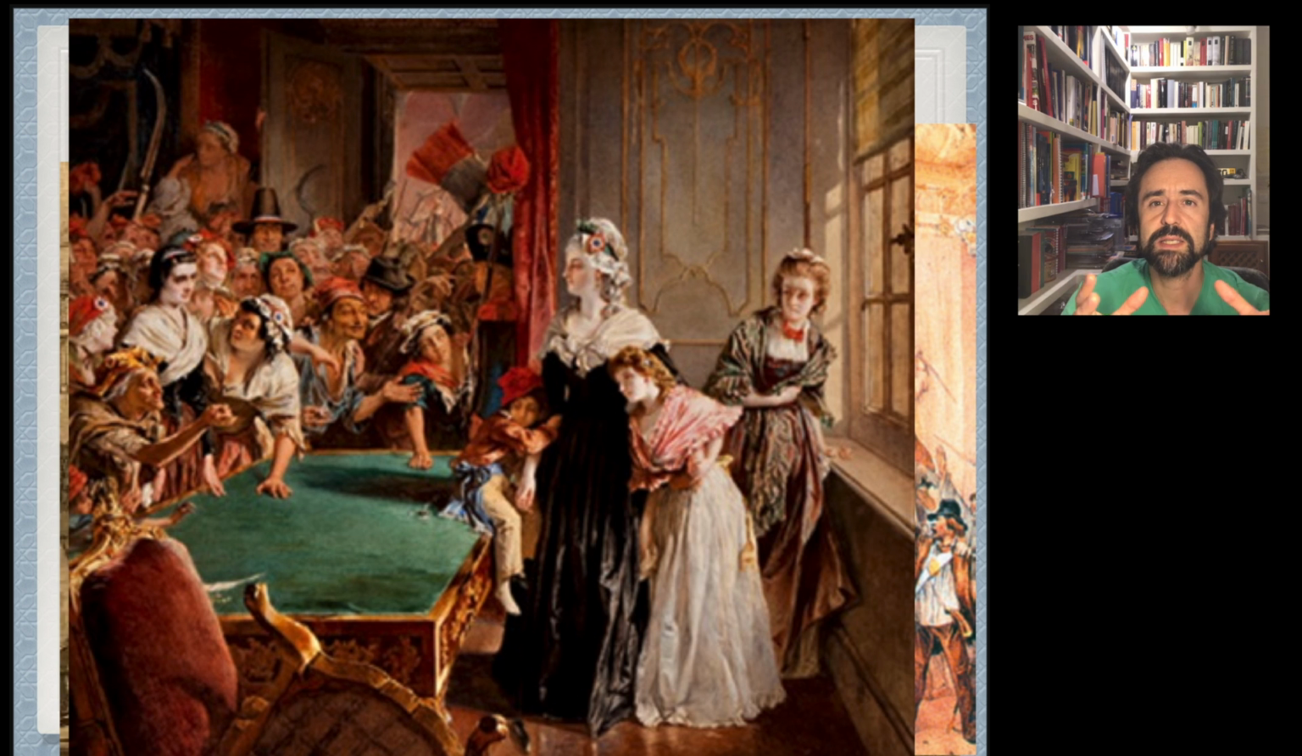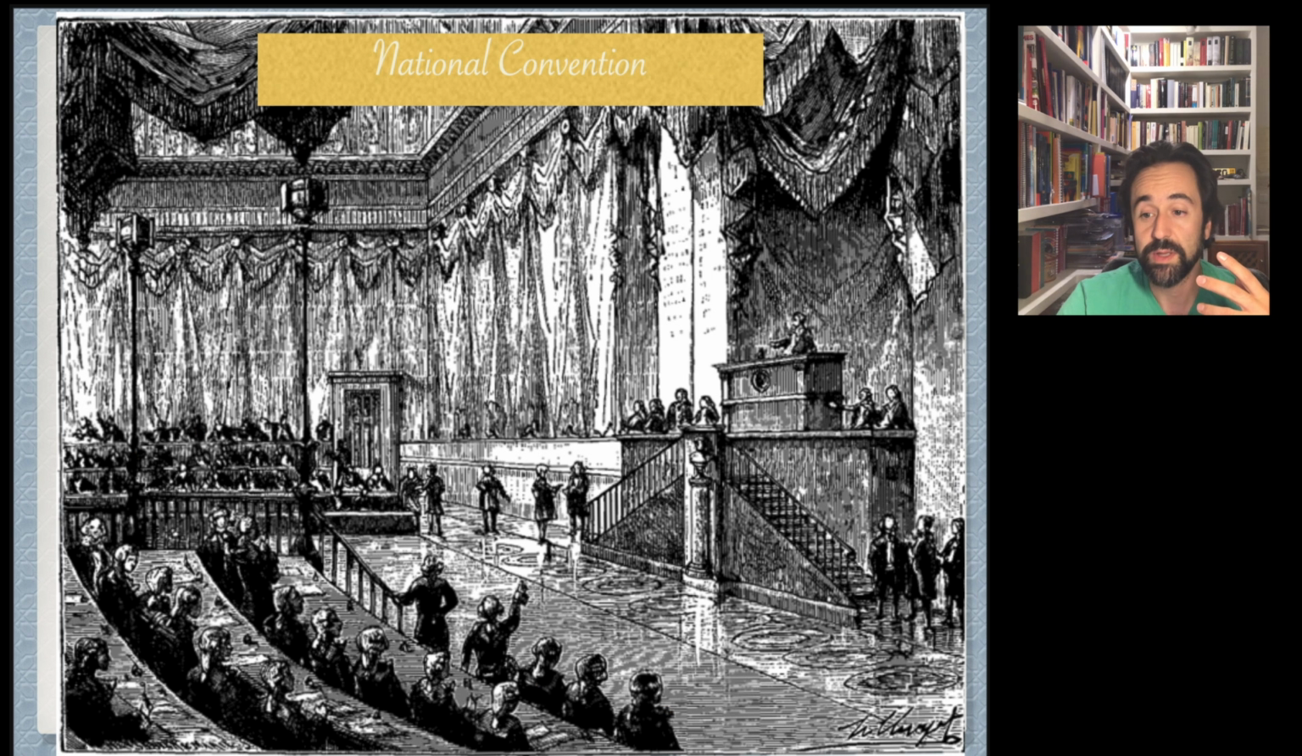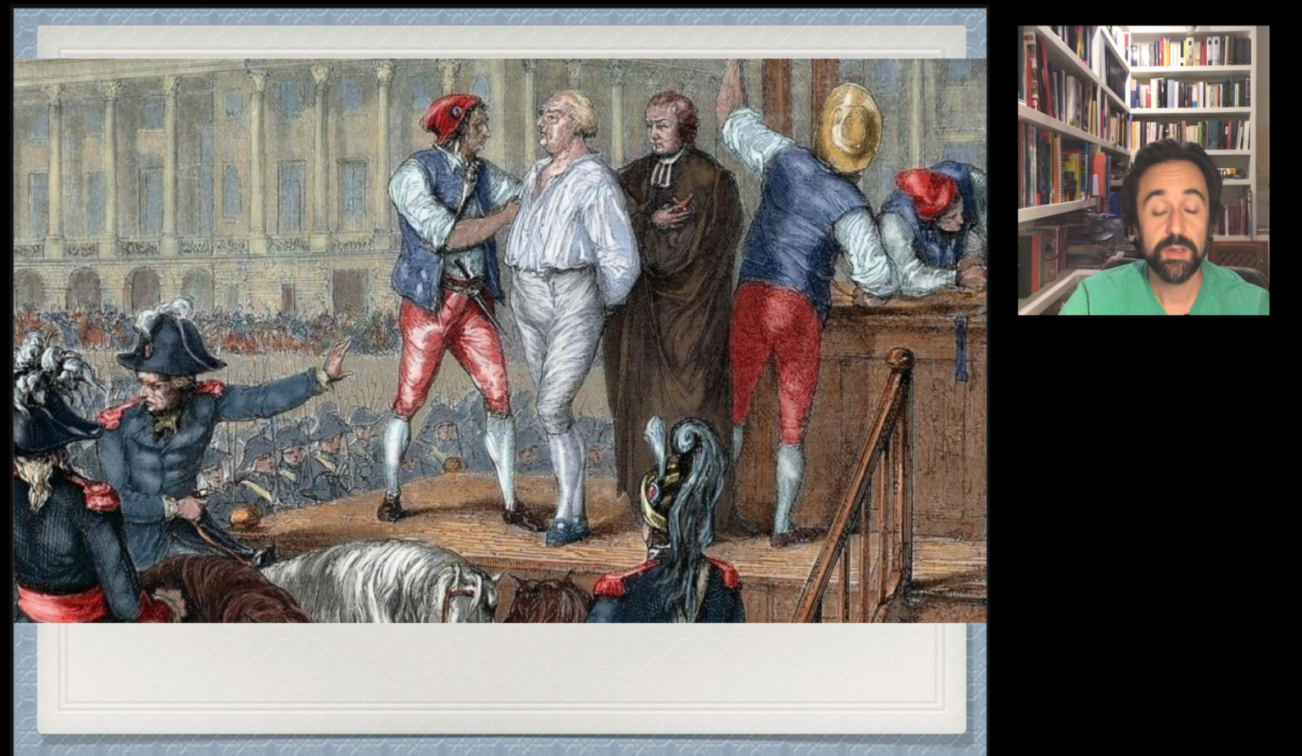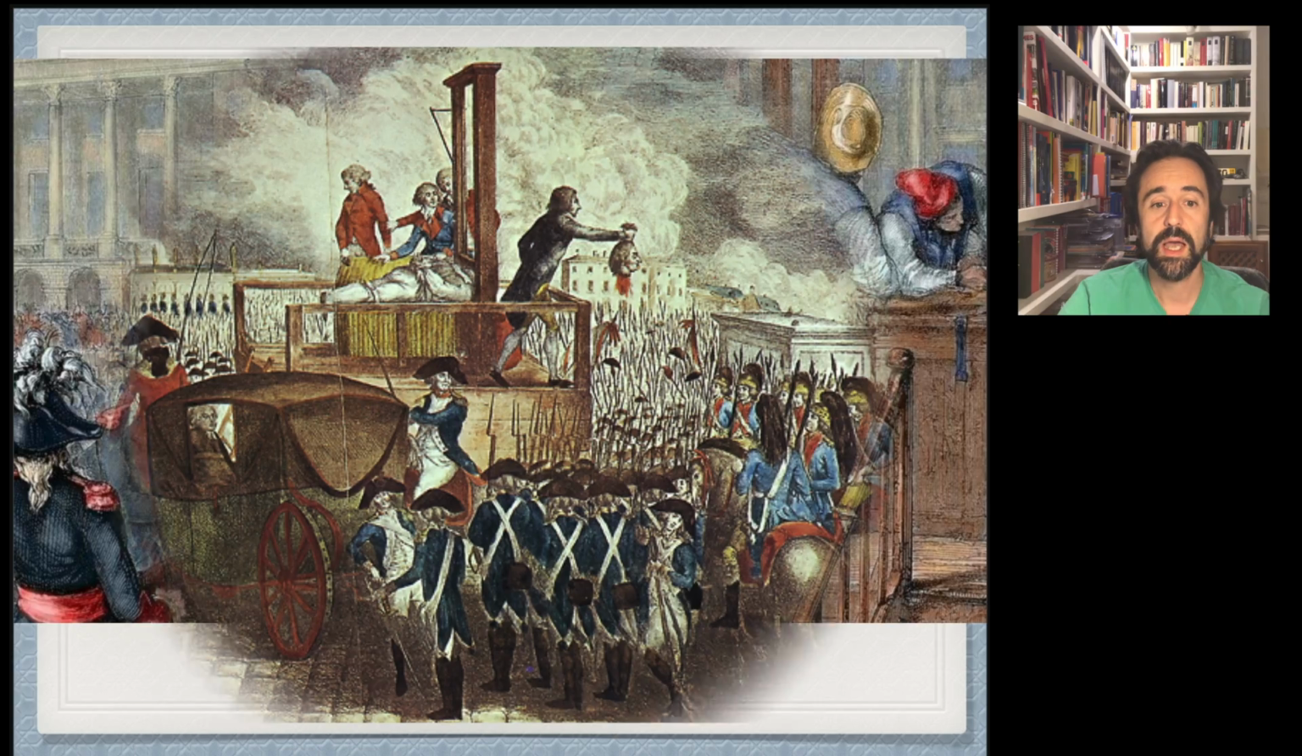the king's palace, and then they sent Louis XVI to trial. So there is a National Convention, and there is a trial of Louis the 16th to decide if he is innocent or guilty, and he's considered guilty and is punished with the death penalty. So Louis the 16th is sent to the guillotine and he's executed.